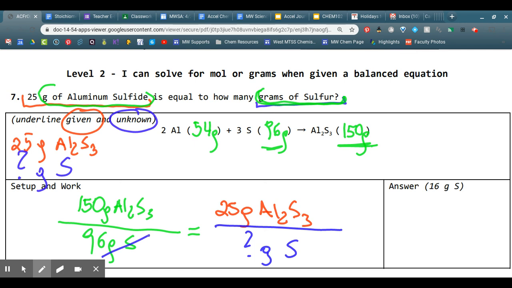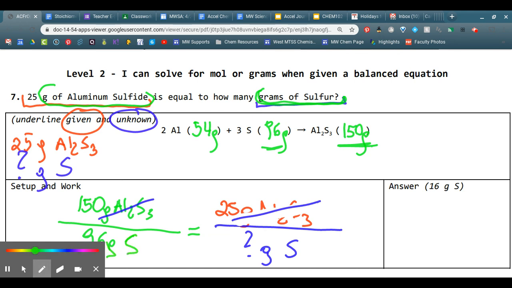So in this case, those guys will cross off. I apologize, I got a little bit ahead of myself here. The units that cancel will be this one and this one, and then we will be left with units of grams of sulfur. You should end up with 16 grams of sulfur when you do your math.